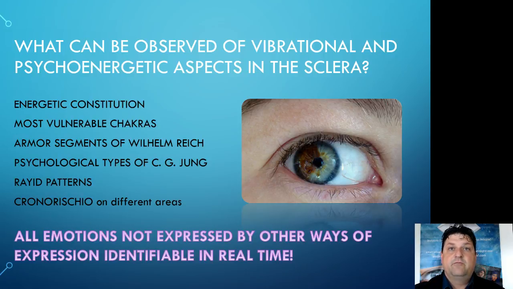Dr. Daniele Lorito has been showing new areas to observe the chronorisco, not only at the collarette anymore, but also on the limbus area, okay? I would like to show you in the future, not possible today because there are too many things to show, but we can see the chronorisco in other areas of the sclera also. Anyway, all emotions not expressed in other ways of expression are identifiable, and it's possible to see them in real time in the sclera.